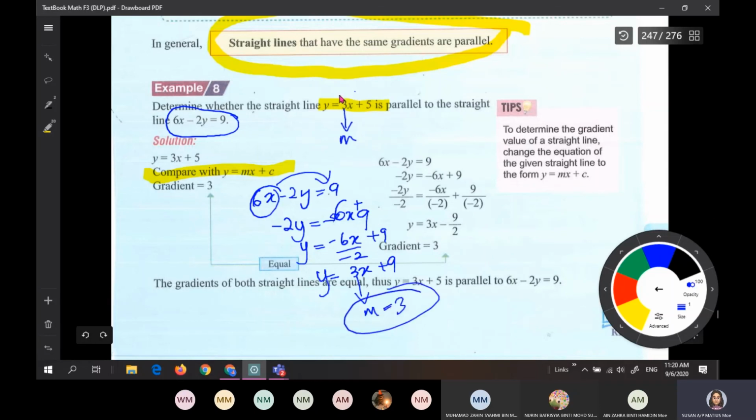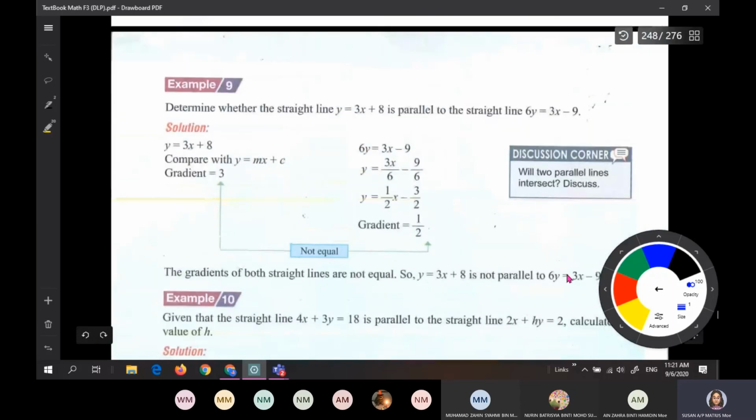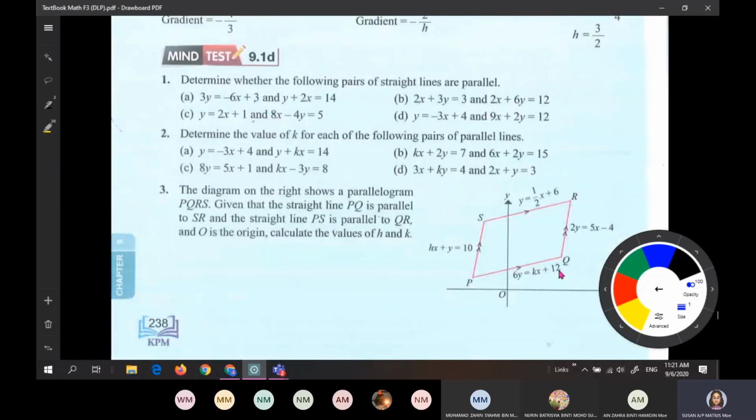Sama tak? 3. This is also 3. That means the gradient of both straight lines are equal. That means they are parallel to each other. Understand, class? That's all. Please look through example 9. Fahamkan example 9 and example 10. I will be giving you a few exercises from Mind Test 9.1D. That's all.